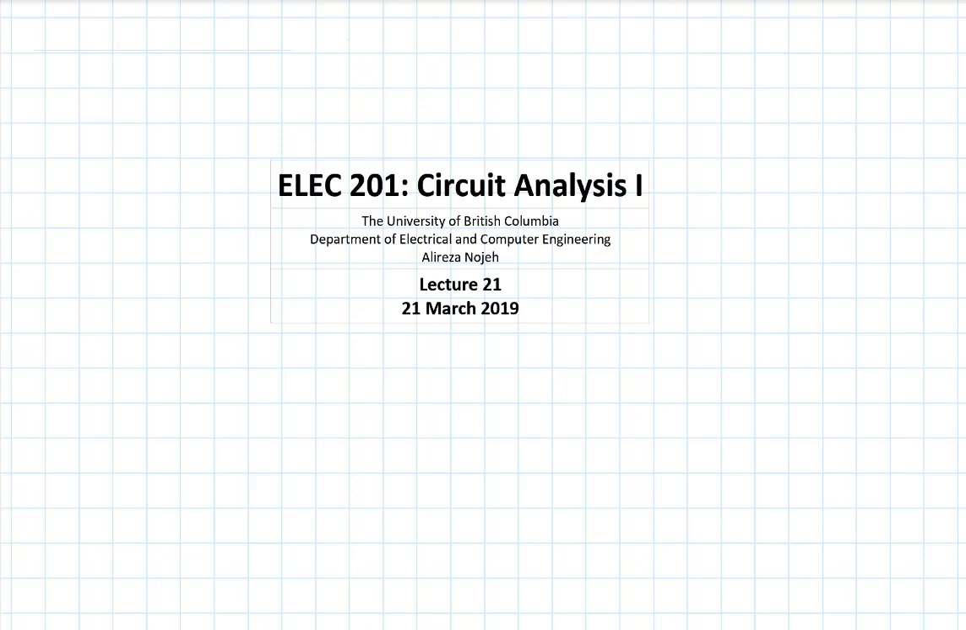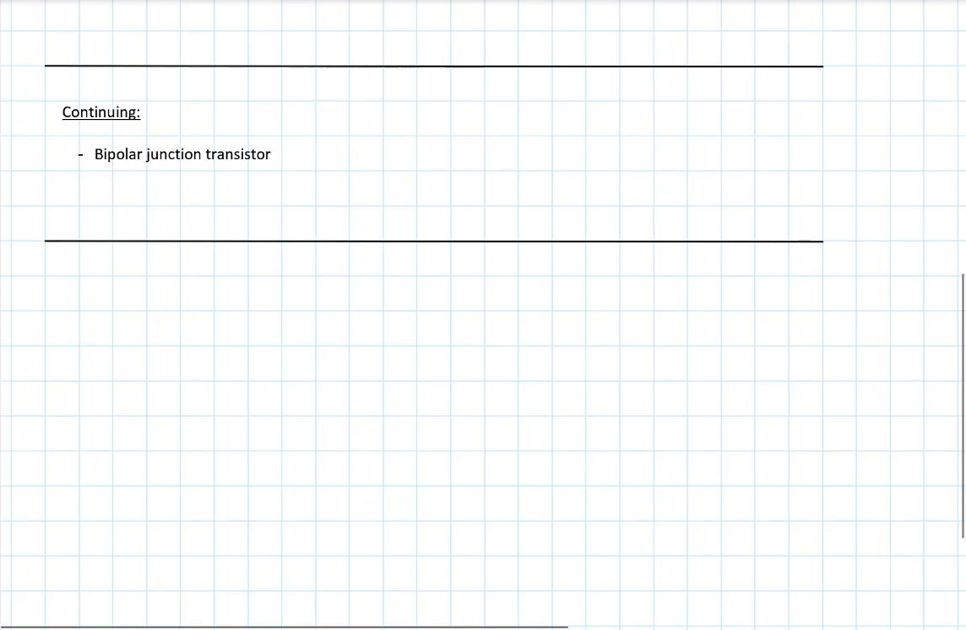Welcome to lecture 21. This is our topic. We are going to continue the discussion on the bipolar junction transistor. The acronym is the BJT. I think we introduced this last time.